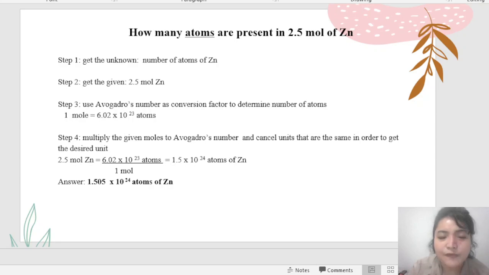Now, for the step 4, this is the calculation itself, wherein you are going to place the appropriate values on their corresponding places. Now, we have the given and then followed by the conversion factor. Multiply everything on the numerator before we divide. As a result, our product is 1.5 times 10 to the 24th power atoms of zinc.